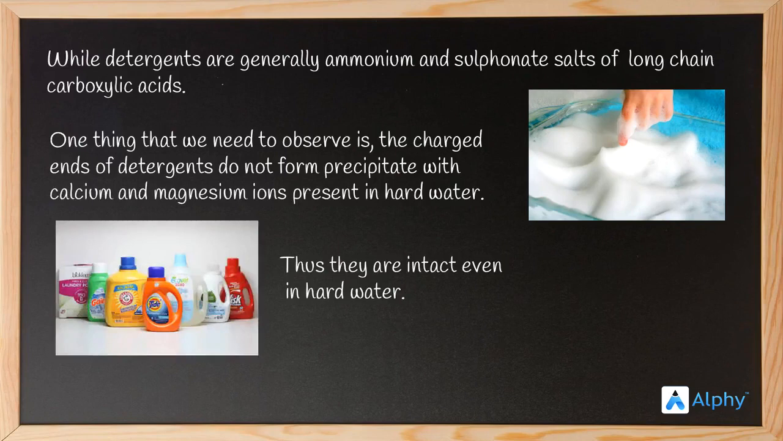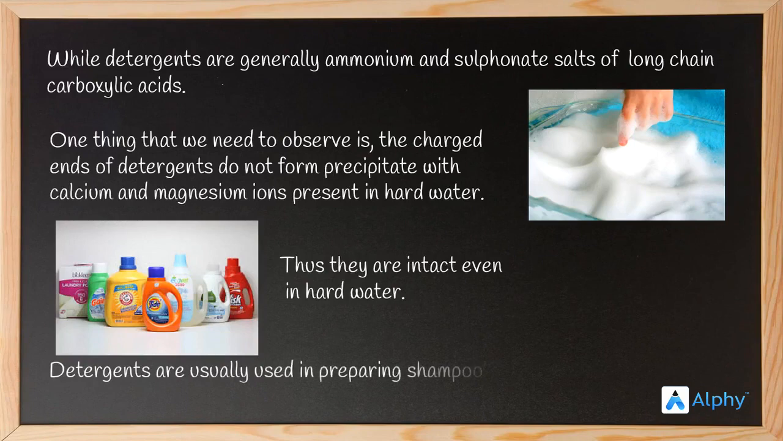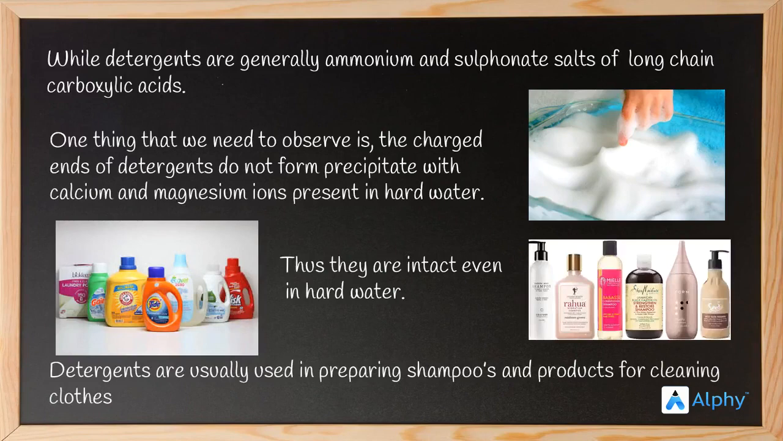You can see there are a lot of detergents available. Detergents are usually used in the preparation of shampoos and products for cleaning clothes. These are shampoos that we often use. These detergents are used in shampoo preparation and also in products manufactured for cleaning clothes because they are active in both hard water and soft water. They are more efficient in cleaning.